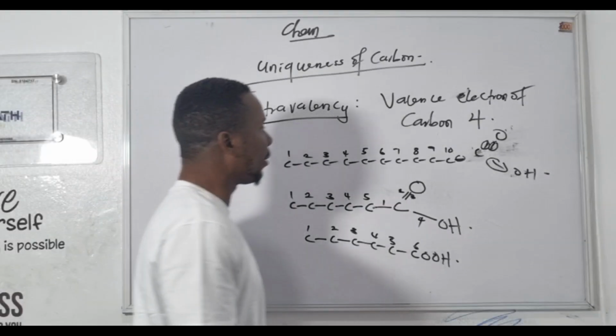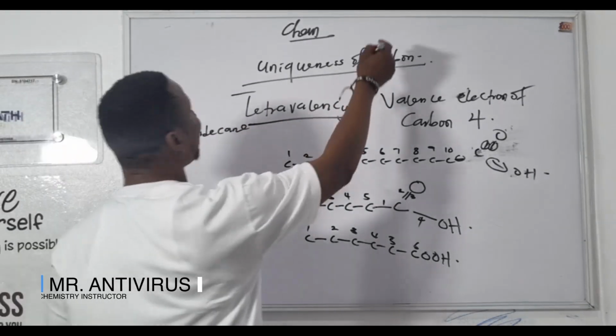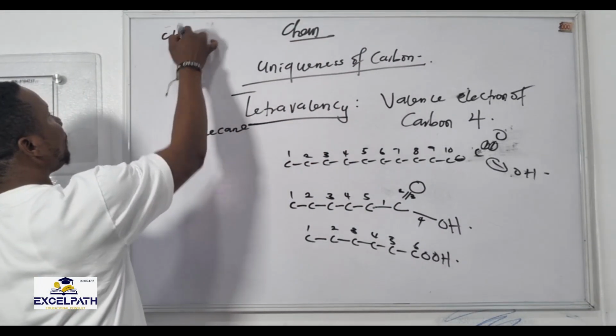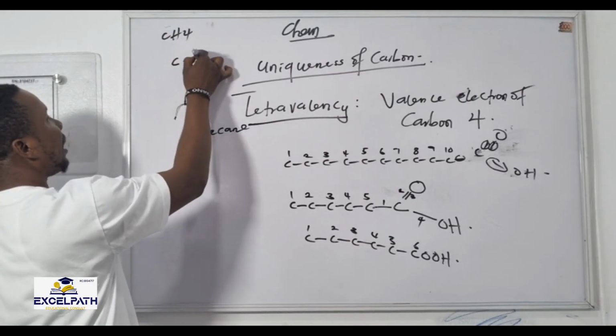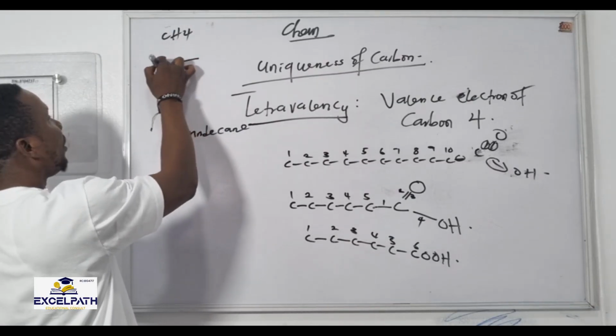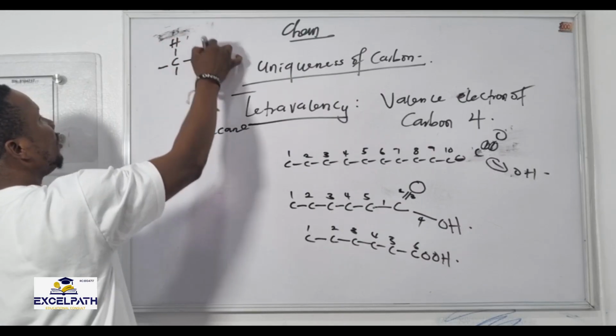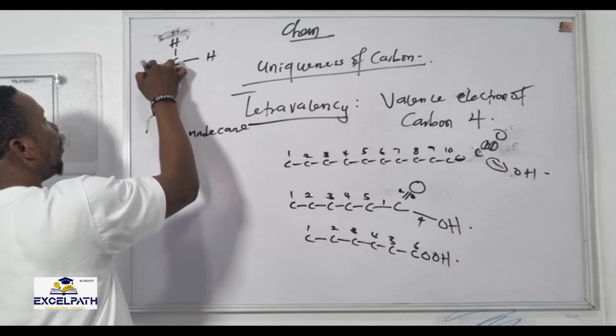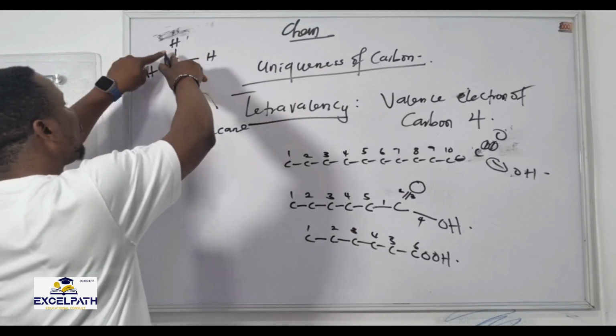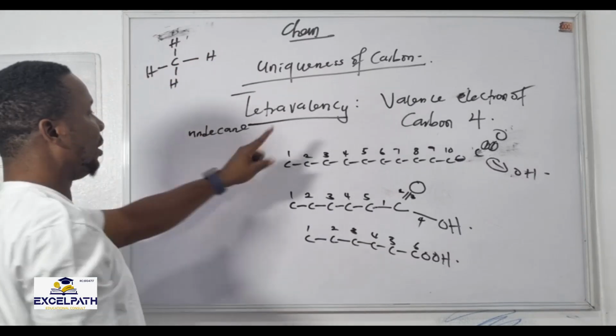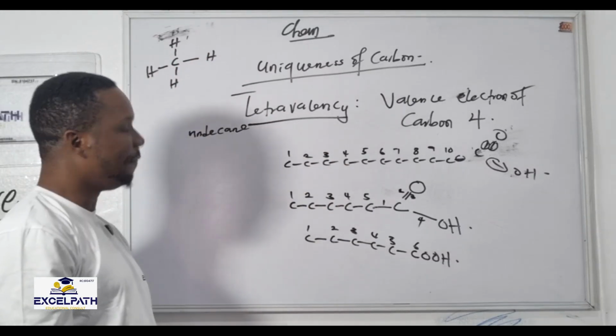Okay, now let's check another example. Let's draw the structure of methane, CH4. Carbon atom is tetravalent. 1 carbon, 2 electron, 3, 4. How many hydrogen atoms are there? 4. Let's go. 1 hydrogen, 2, 3, and 4. So the ability of carbon to form bonds using its valence electrons is called tetravalency.